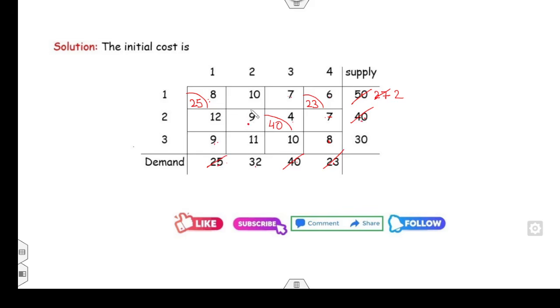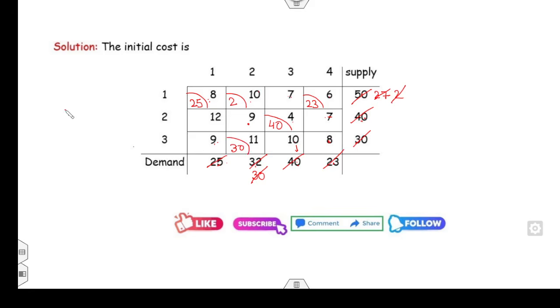Look at the next number, 10 and 10. Corresponding to this 10, there is no demand, but it's a 10. So I can put 2. Minimum of 2 and 32 is 30. The last number is 11, 30 and 30.